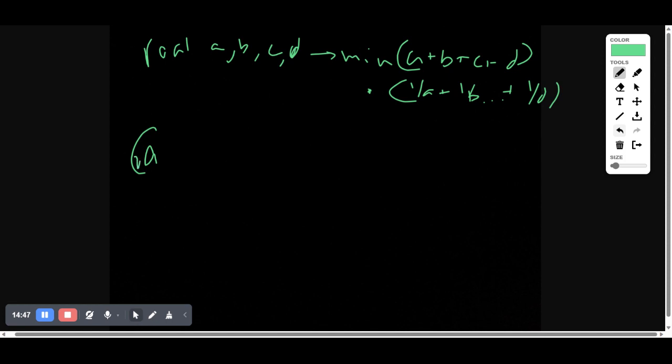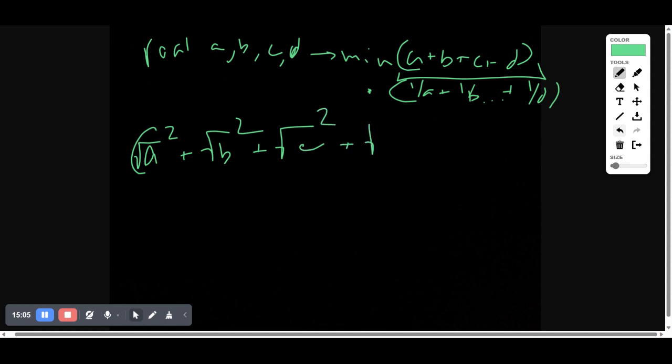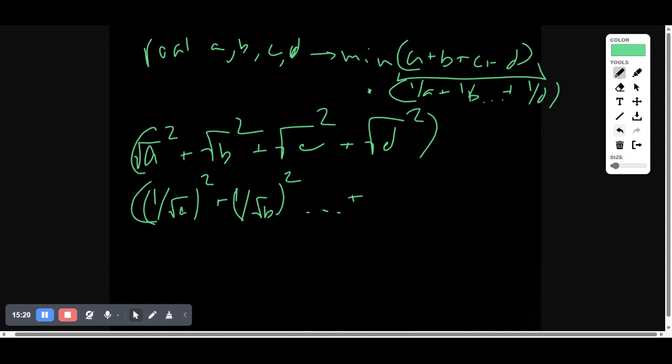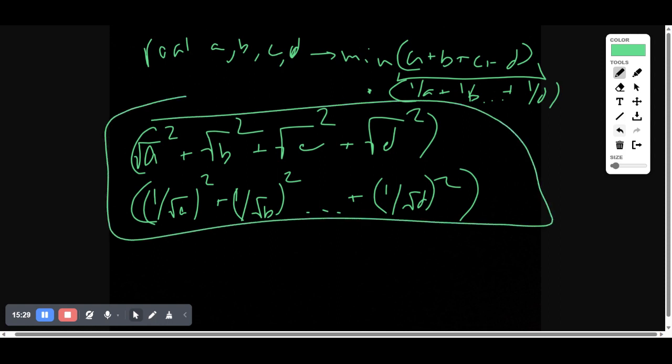So we can write that this is the square root of A squared plus the square root of B. Note that the square root of A squared is the same thing as just A. I'm just rewriting this part right here. So now plus the square root of C squared plus the square root of D squared times, I'll do the same thing here, 1 over the square root of A squared plus 1 over the square root of B all the way to 1 over the square root of D squared. And we've got this, we want to minimize this, right?